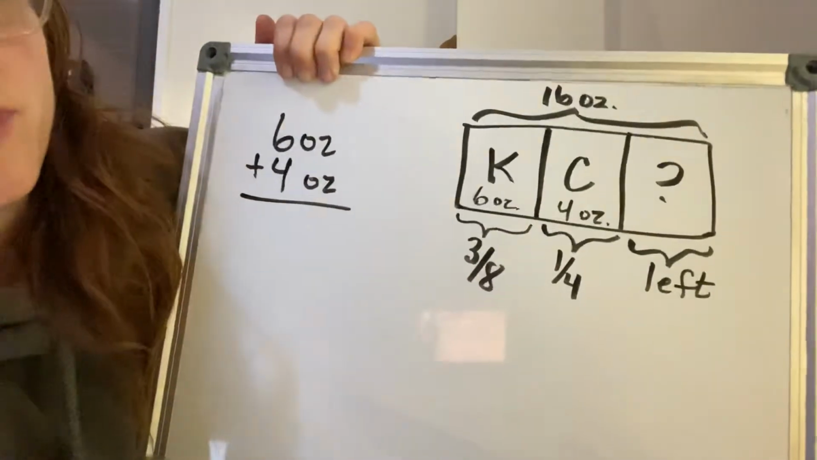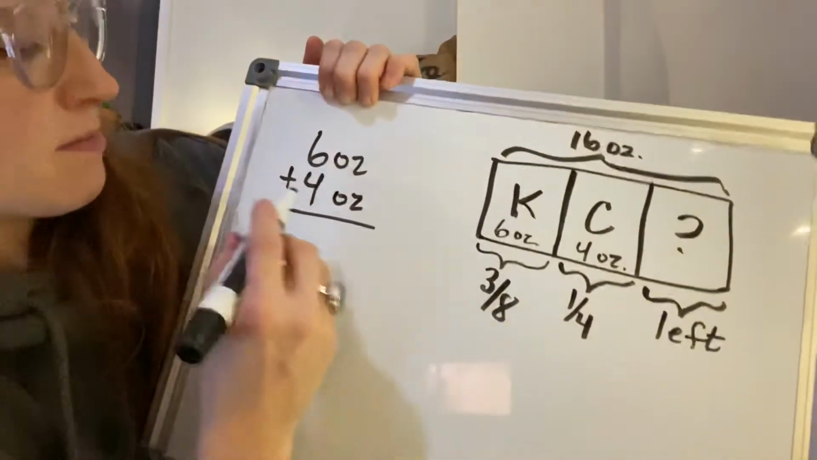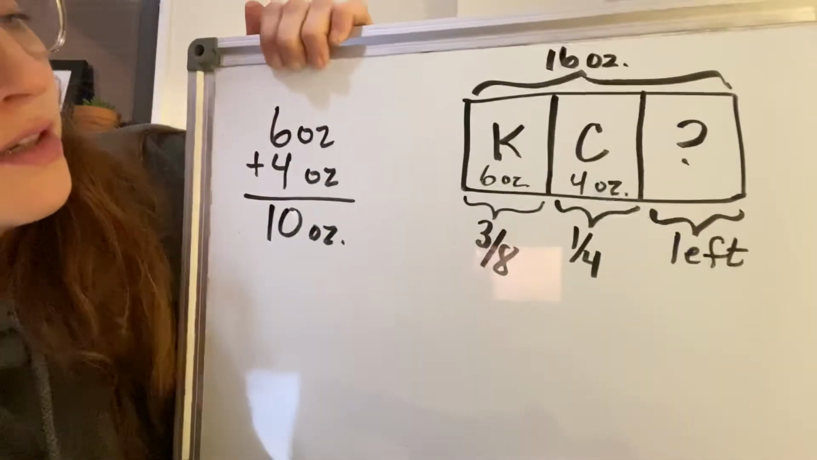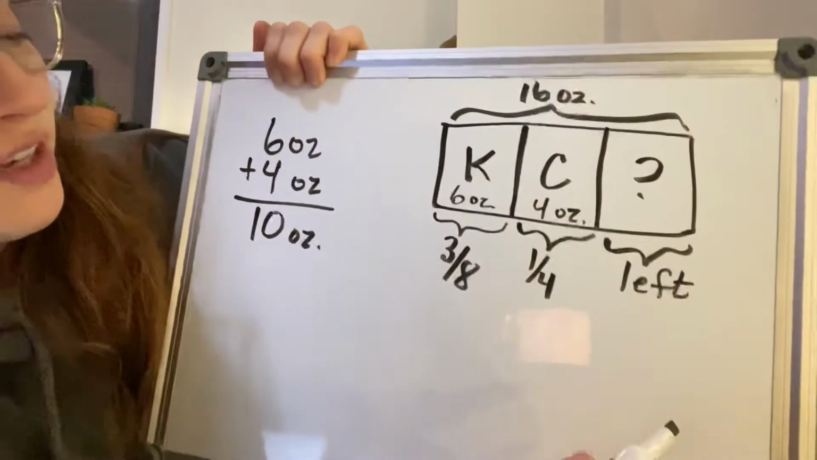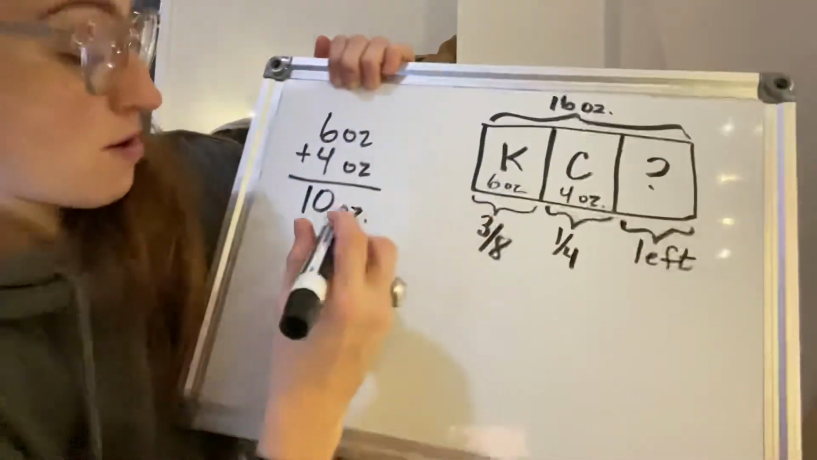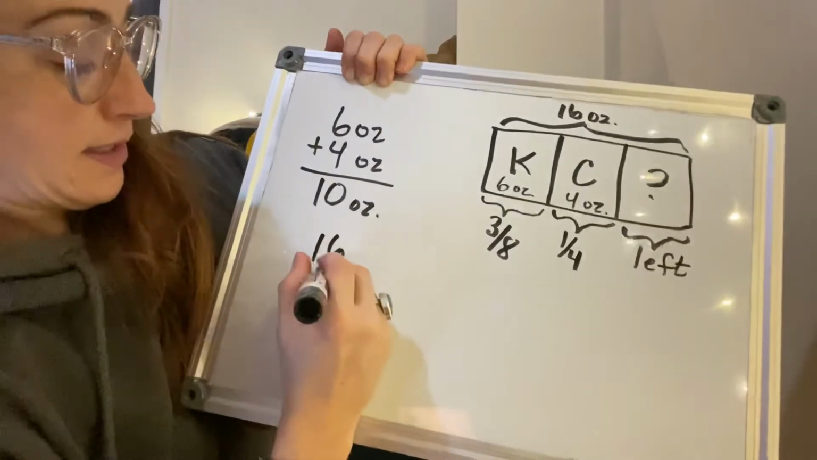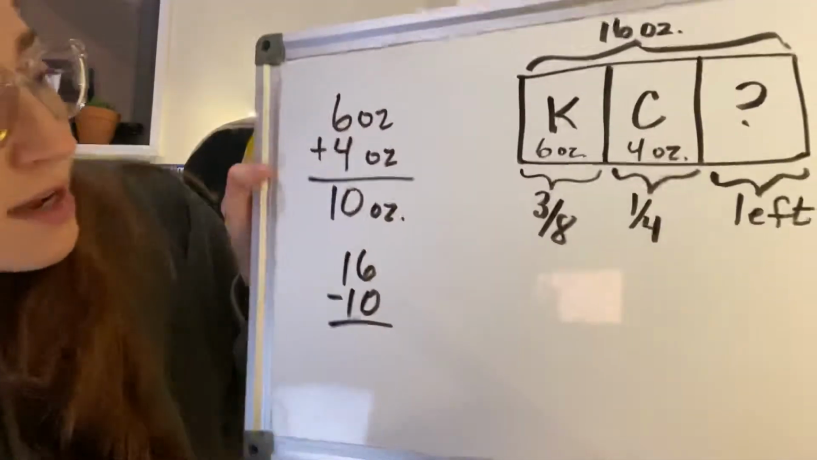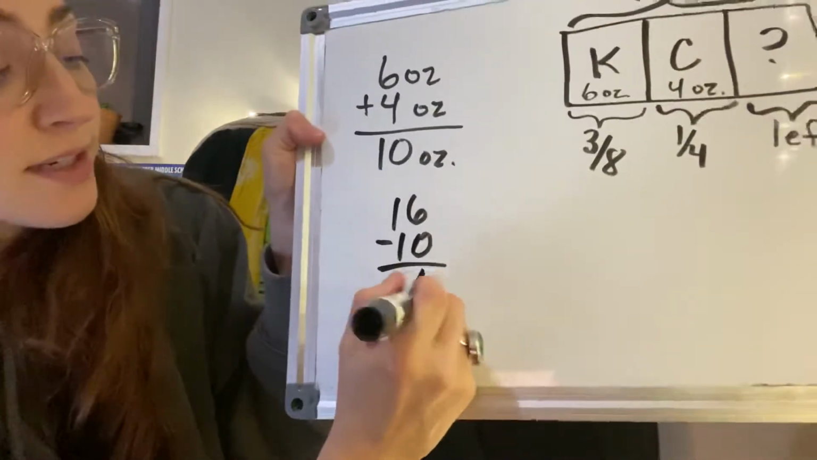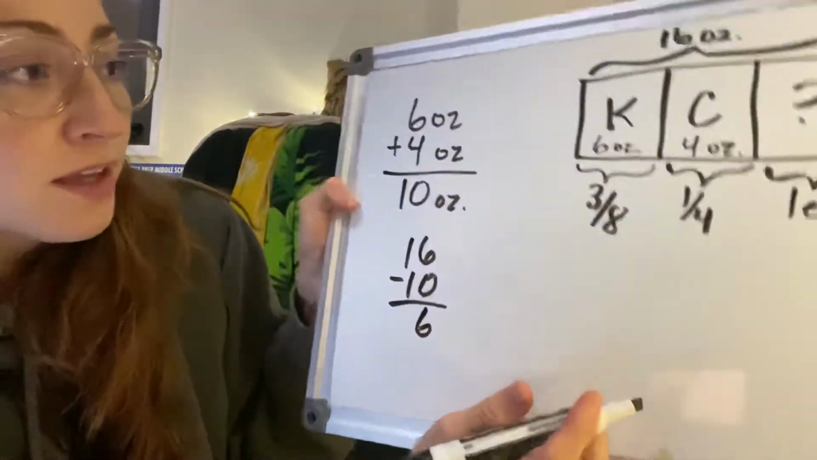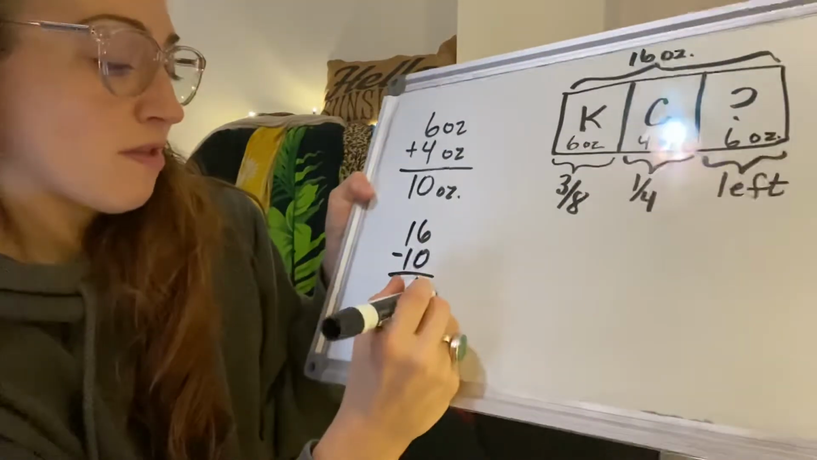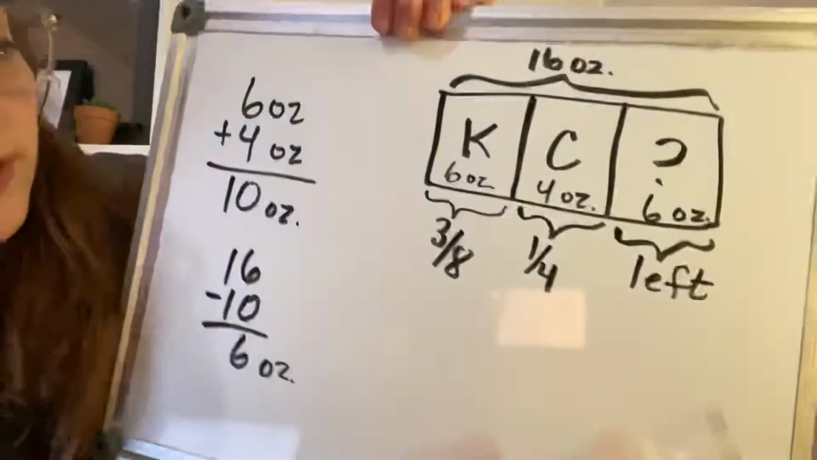So, 6 ounces plus 4 ounces. Kim's amount plus Courtney's amount gives us 10. Good, so we have 10 ounces for these two combined. So now subtract it from our whole. 16 was our whole, so 16 minus 10 is 6. Awesome. So the amount left was 6 ounces.